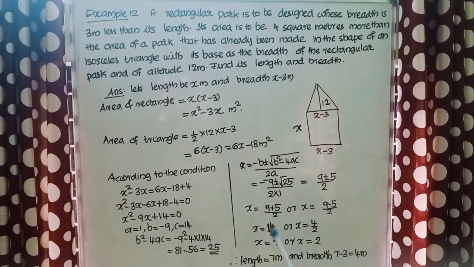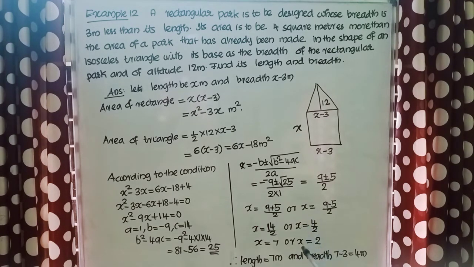Let us split it. We get x equal to 9 plus 5 by 2 or x equal to 9 minus 5 by 2. That is x equal to 14 by 2 or x equal to 4 by 2. So we are getting x equal to 7 or x equal to 2. If we are considering x equal to 7, then the length is 7 meter and breadth is 7 minus 3, that is equal to 4 meter. It is possible.